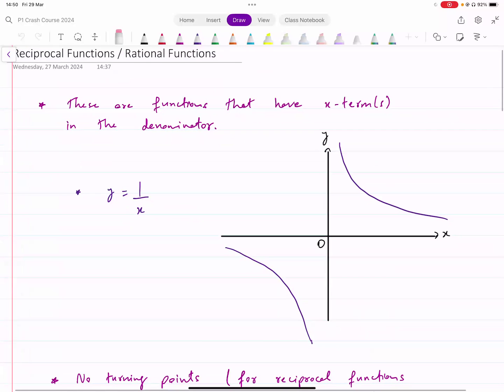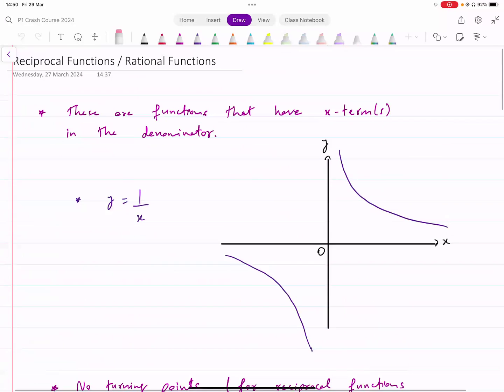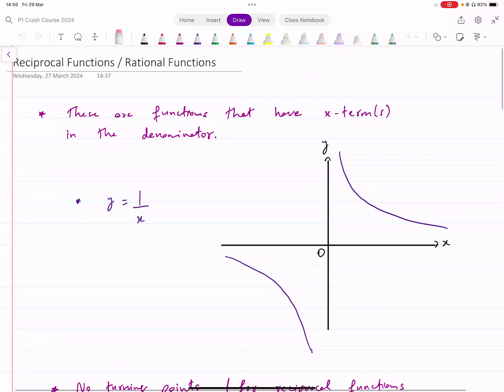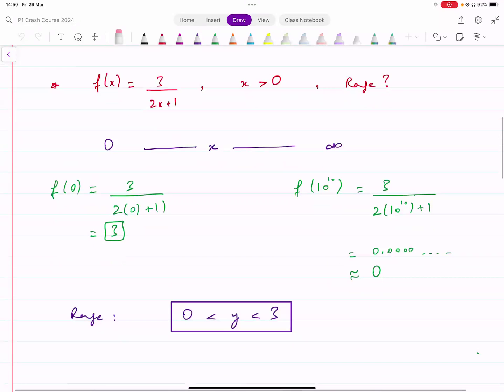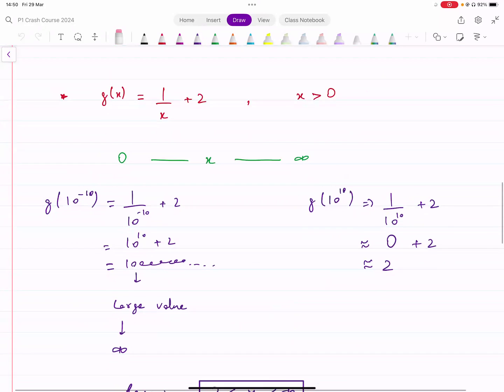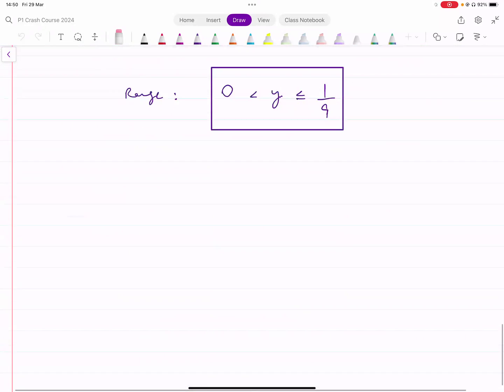Then we talked about the range of reciprocal functions or rational functions. For this, we said in your syllabus, you will only have those rational functions which do not have any turning points. Okay, in that case, all you have to do is just look at what happens at the extreme values of the domain. So if x greater than 0, we looked at what happens at 0, what happens at infinity, and there were a number of examples that we did for reciprocal functions as well.